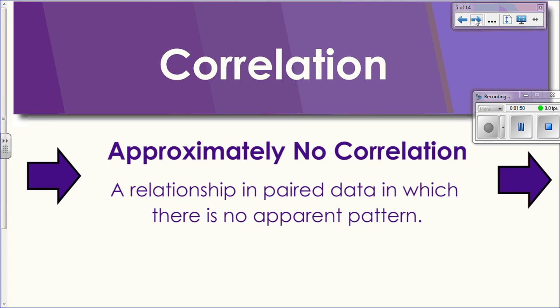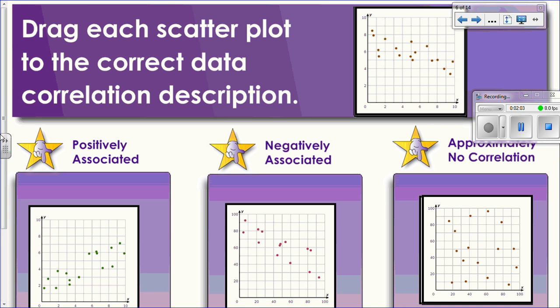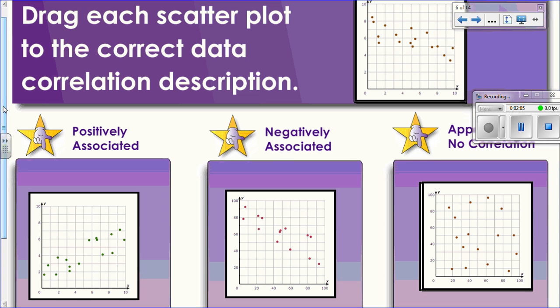And if there's no correlation, that means that the relationship in paired data has no apparent pattern. Okay, your dots are going to be all over the place. And if you look here, this is what your positive correlation would look like. Here's an example of the negative, and here's something where there's no correlation.